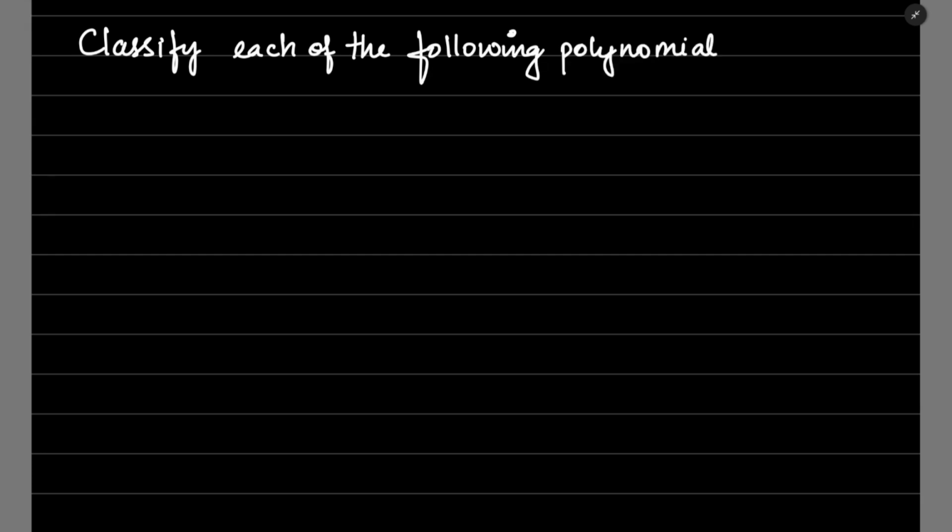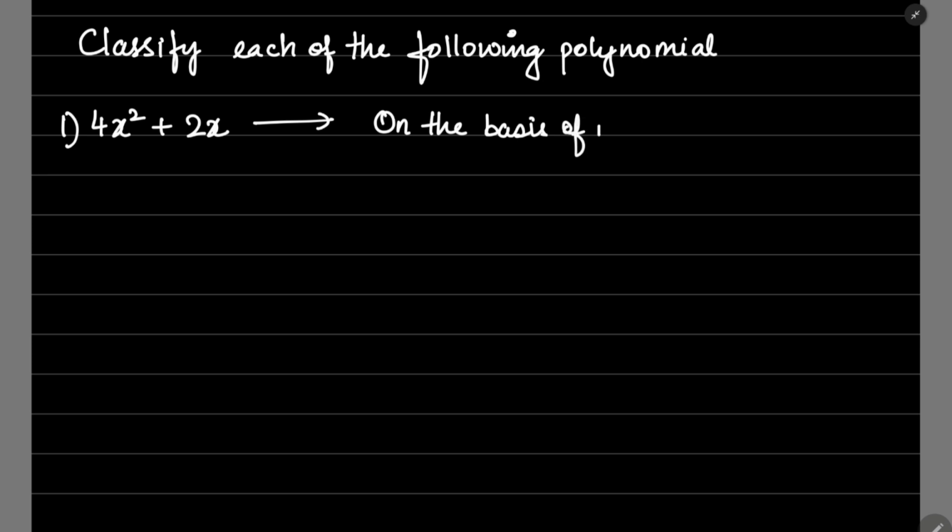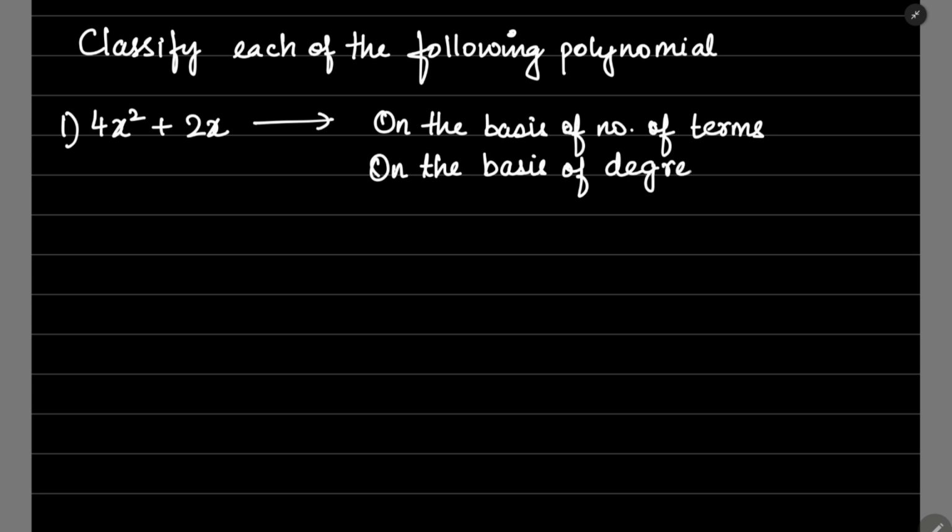Classify each of the following polynomials. That's all the question is. The first question is, say, 4x square plus 2x. Okay, so you'll have to classify on the basis of number of terms and on the basis of degree. Okay, both on the basis of degree.